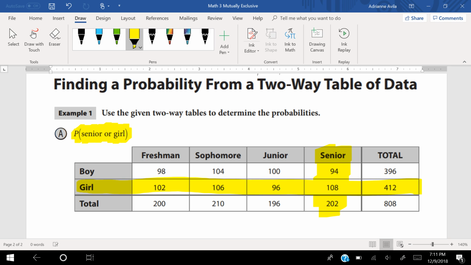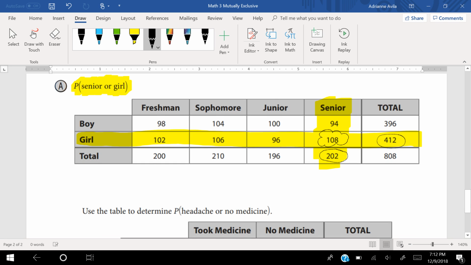And so if I want to know how many girls total there are in the entire school, that is going to end up being 412 out of the 808. And the number of seniors in the school is 202 out of 808. But there's an overlap right here where you are a senior and a girl. And so that's the number 108. So we're going to use that in trying to calculate probability.